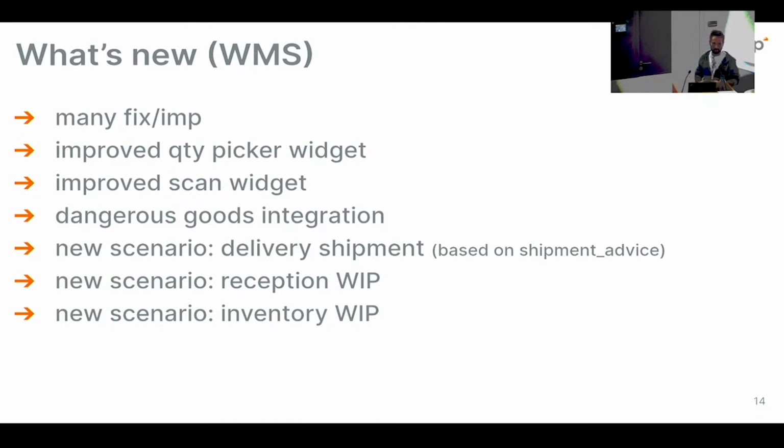So you can, before you have the real delivery, organize the way the delivery is done when the truck gets there. Then, work in progress, the reception screen, so that we can stop using the Odoo one. And inventory, which Benoit, from Accretion, is working on.